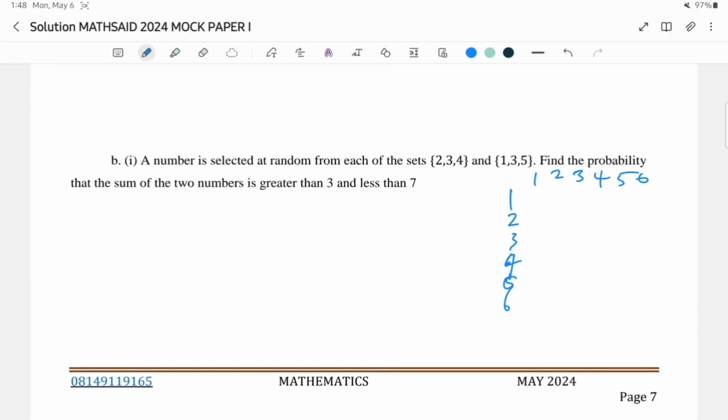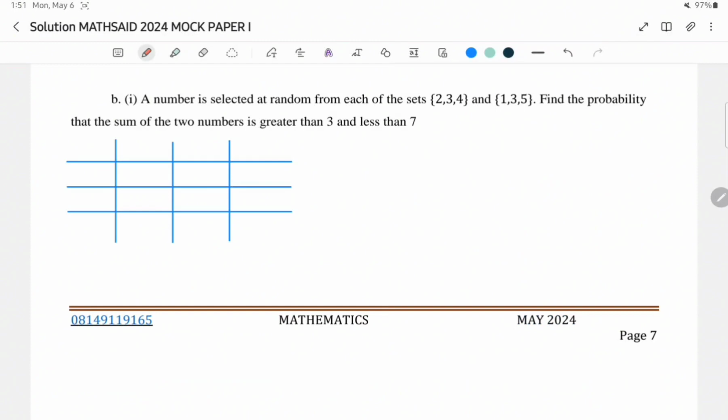compute the sample space. So okay, let me just draw off the record. On one side, we can have these 2, 3, and 4. And we can have 1, 3, 5. Now, find the probability that the sum of the two numbers, that means we are adding the two numbers, right? In this case, we'll have 1 and 2. This 1 and this 2, right?